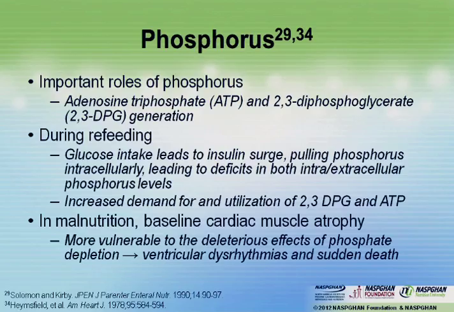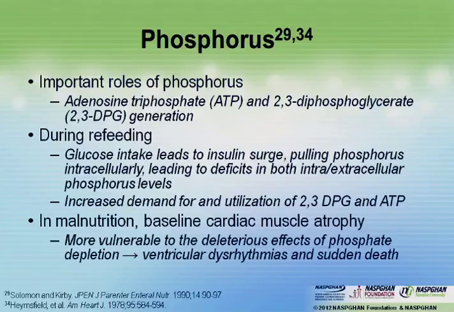Just to go into phosphorus a little bit more, phosphorus is ridiculously important in metabolism. Without phosphorus, we'd all be blobs who wouldn't be able to do anything, since it is a vital constituent of ATP and 2,3-DPG. During refeeding, glucose intake leads to insulin surge, pulling phosphorus intracellularly and leading to defects in both intra and extracellular phosphorus levels. Also, since you're trying to get things going, there's an increased demand for and utilization of both 2,3-DPG and ATP.